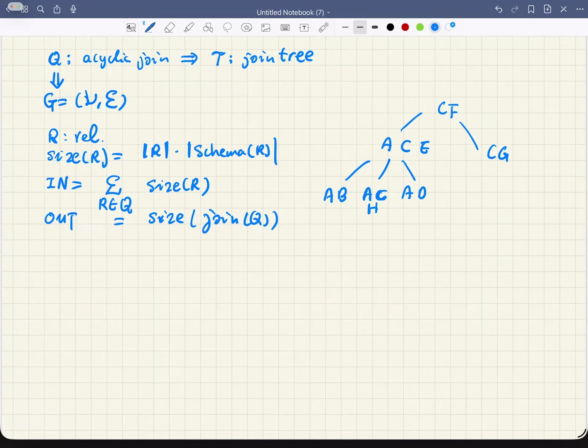Good. So today, the time complexity we will aim at is this. This is the number of relations in this join, and then in plus out. All right, so this is what we're gonna get today. In plus out, times the number of relations in the join.